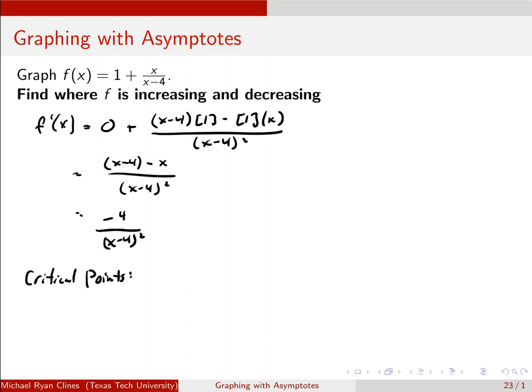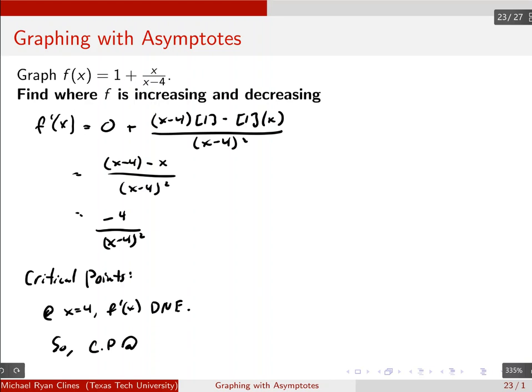However, if we notice in the denominator, we have this (x minus 4) squared term. So what happens when we plug in 4? We have a 0 in the denominator, hence the derivative does not exist. So at x equal to 4, f prime of x does not exist. So we have a critical point at x equal to 4.